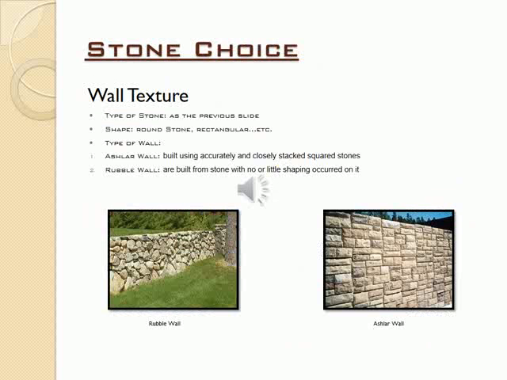The second factor of stone choice is the wall texture, how we want the wall to feel. The first sub-factor that affects the wall texture is the type of stone. What type of stone and what subtype of stone we want to use, and each type gives us different texture. The shape of the stone, whether it is round, rectangular, irregular, what other shape it might have. The technique of building the wall, whether it's an ashlar wall, which is neatly and accurately stacked to give very closely stacked square stones, or a rubble wall, which is just putting the stones randomly with no or little shaping occurring to the stone.